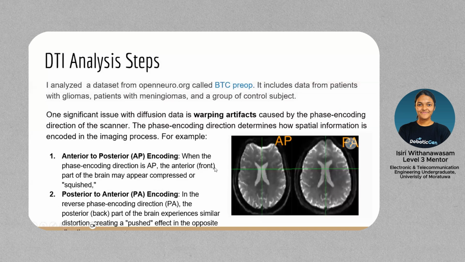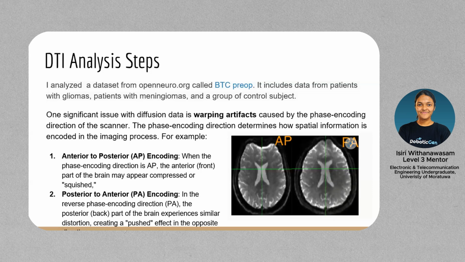I used a data set from openneuro.org. Actually, it's very difficult to find these MRI imaging data sets, and this is one that I could find. And if I talk about the warping effect, the warping effect is the main issue that is physically visible in diffusion data. The crossing fiber bundle is an internal problem, while the physical problem is these warping artifacts.